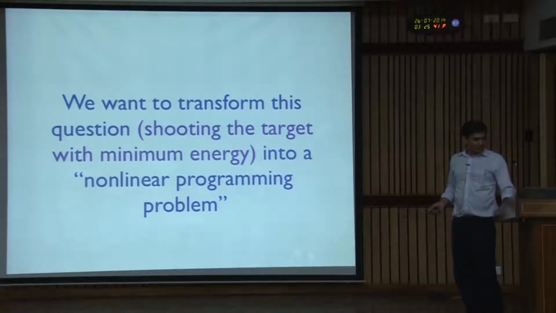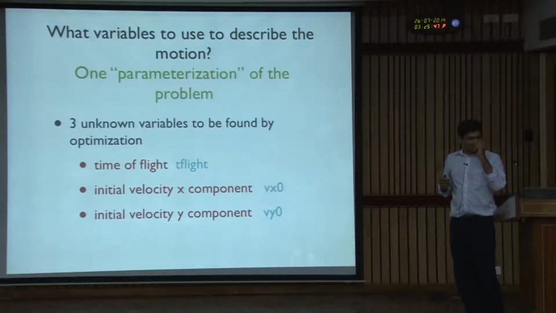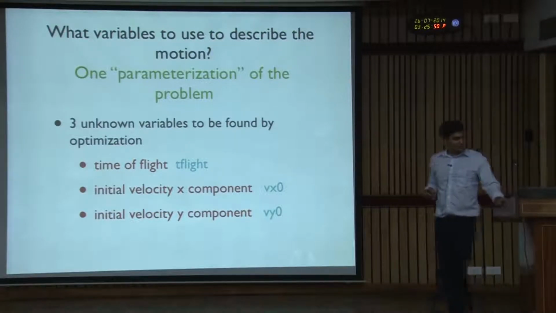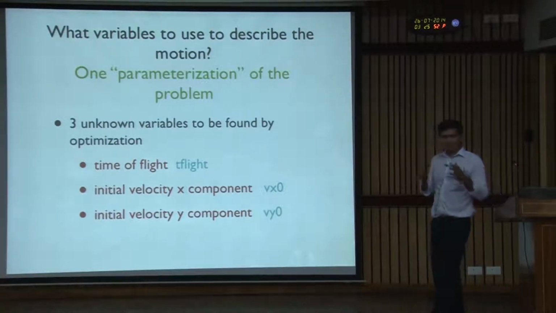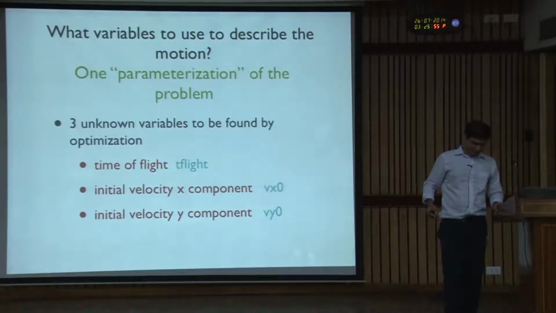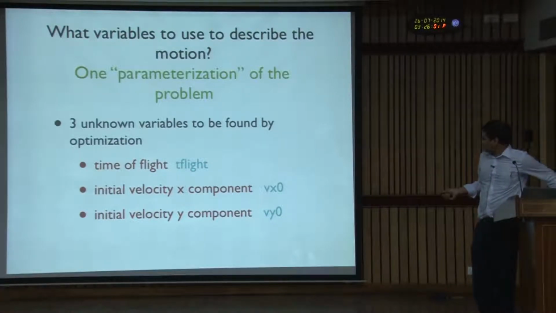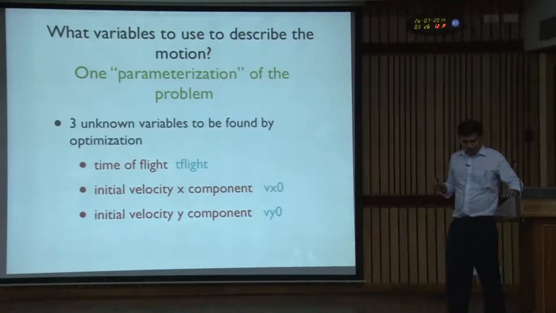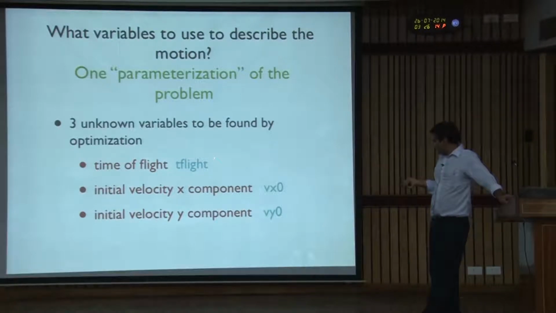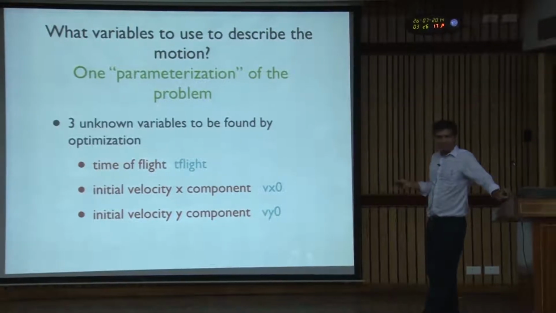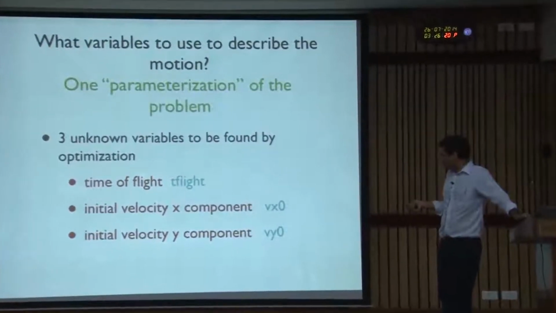So in any case, we want to transform this question into a nonlinear programming problem, shooting the target with minimum energy. One parameterization of this problem, right? You want to go from a physical description, some verbal description of the problem, to some mathematical representation of the problem, for which you have to choose a set of parameters that you want to use to represent the unknowns and so on. We'll talk more about this in a second, and there are lots of different choices, right?